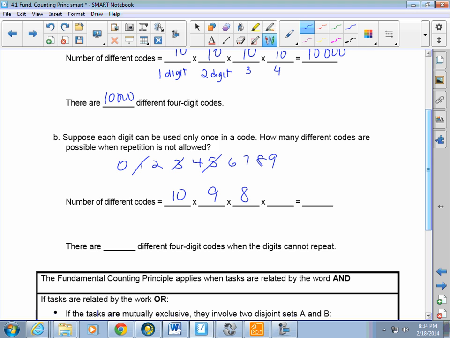And for your fourth digit, you're left with 7 choices. So when you multiply all those together, you get 5,040 different 4-digit codes or combinations when you can't repeat digits. So you can see that's almost half of what you normally would have had.